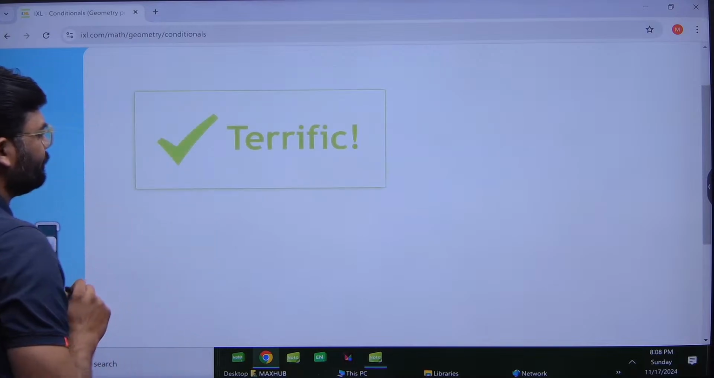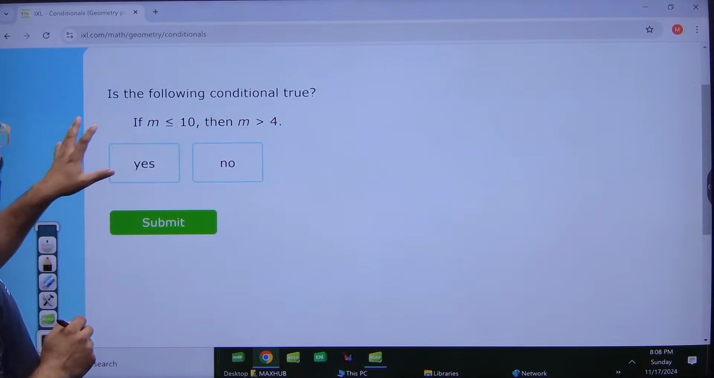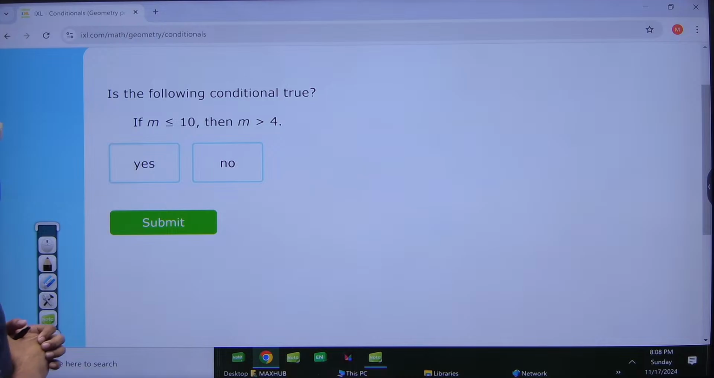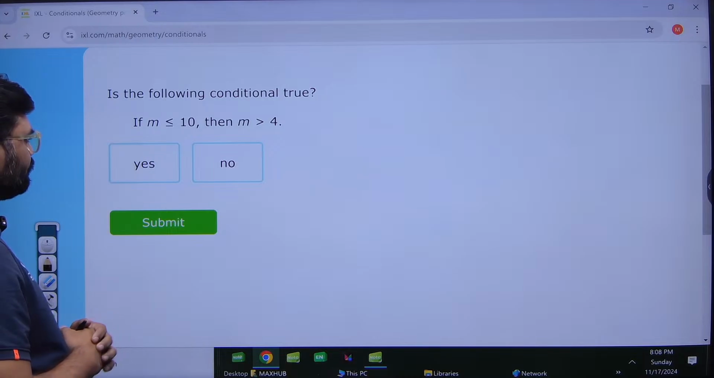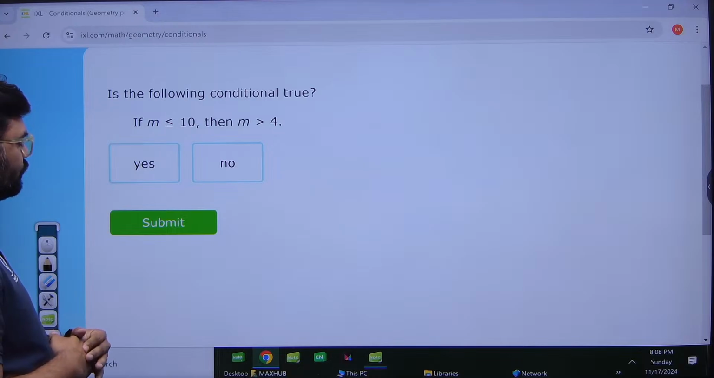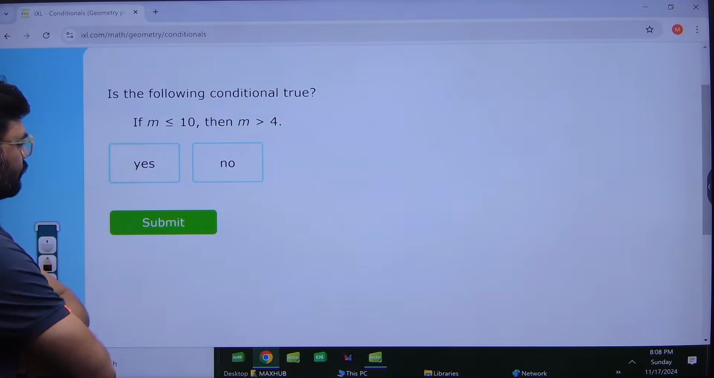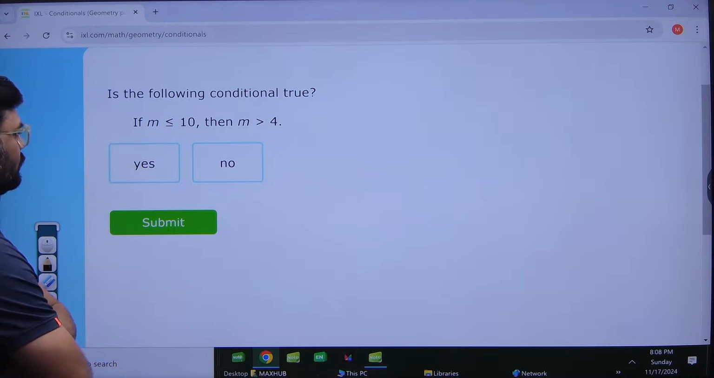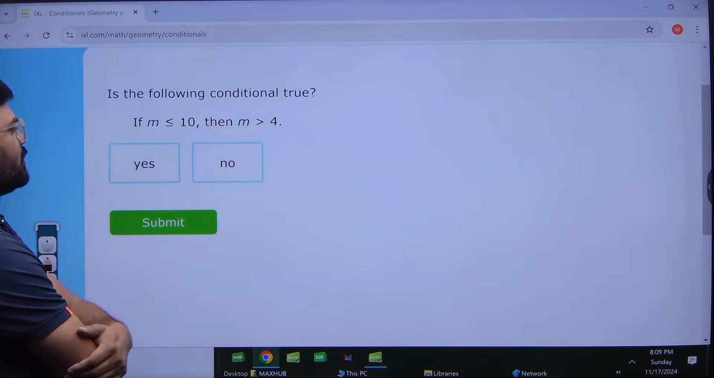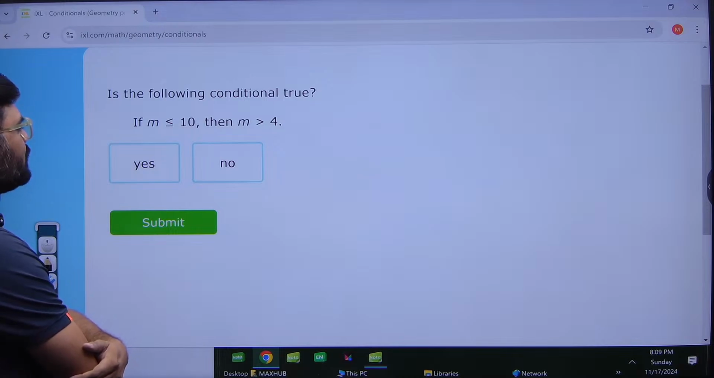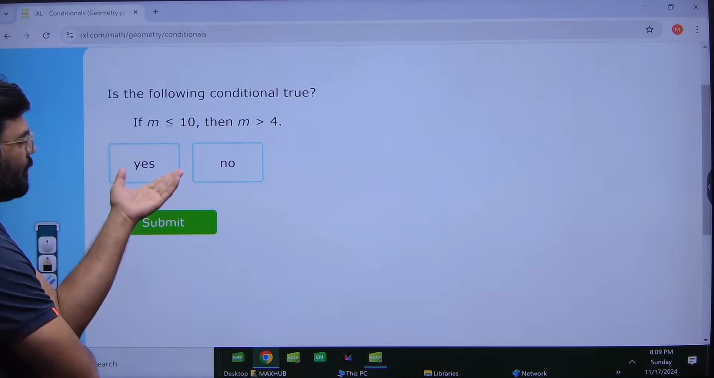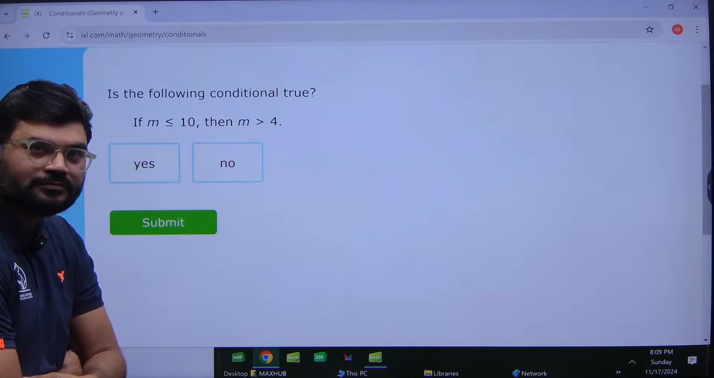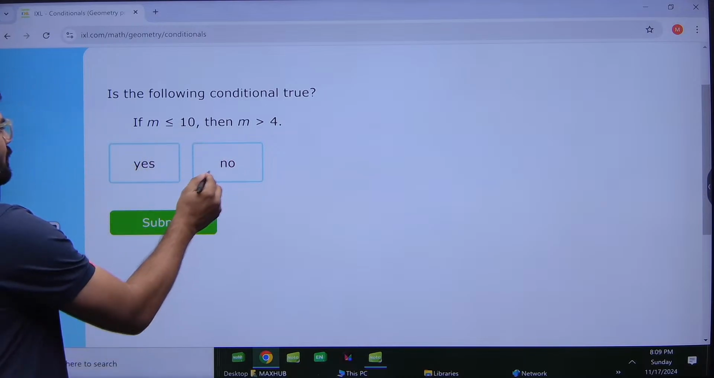All right. Yes, sir. What about this? If m is less than or equal to 10, then m is greater than 4. No, that's not true. m can be less than 4. You can give a counter example that m can be 9 as well. Yeah, m can be 1 as well.